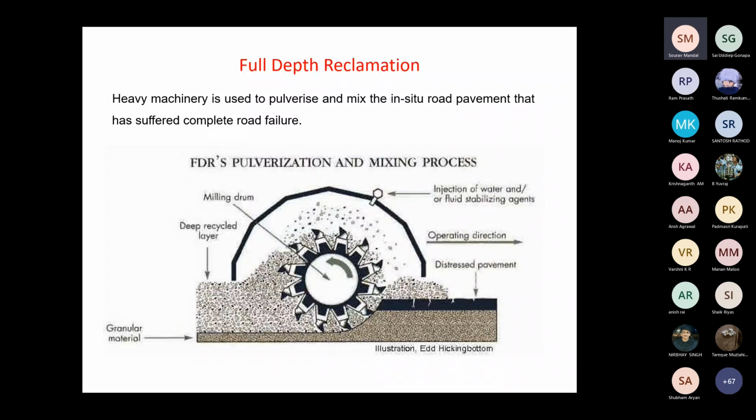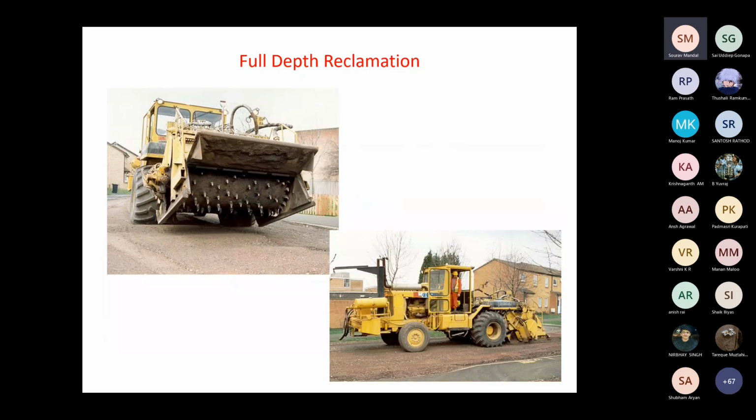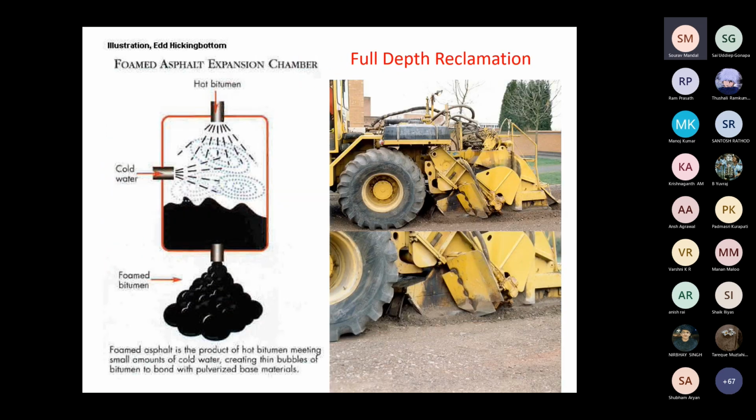But as this requires not only the asphalt pavement, the granular layer also, it has to go to more depth. Okay, it's a deep recycled layer. You can see a milling drum, then injection of water and fluid stabilizing agents, and this is a distressed pavement. After that it is laid. This is a full depth. Some equipment you can see on this.